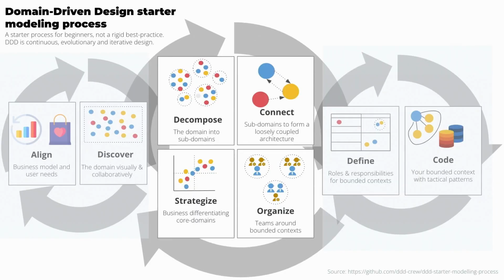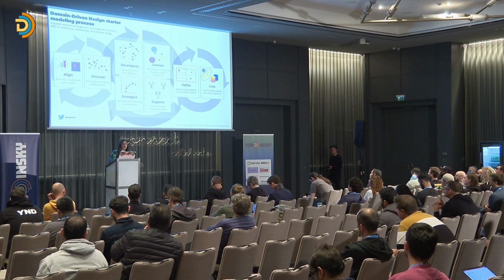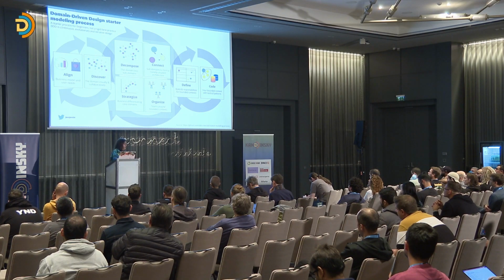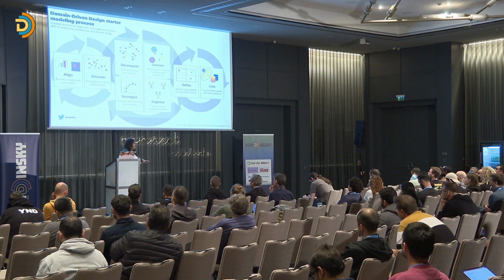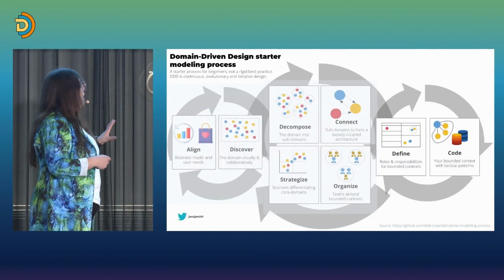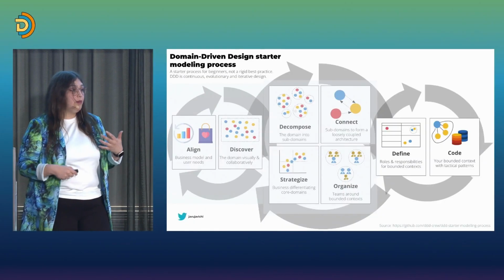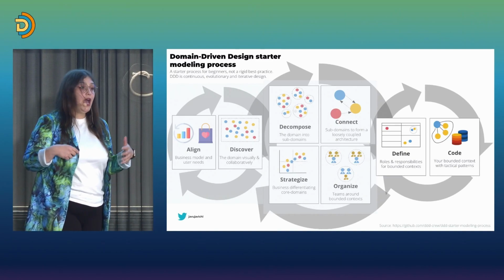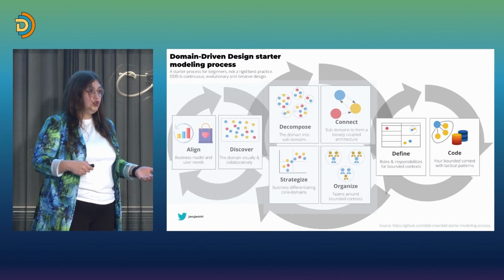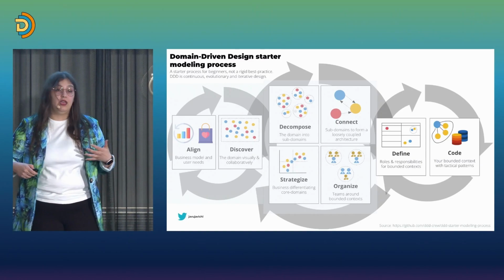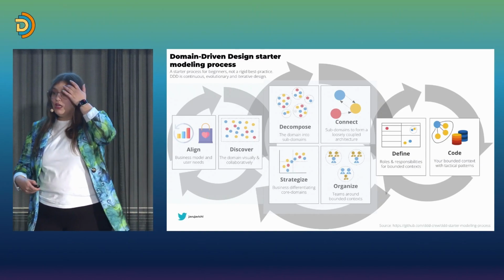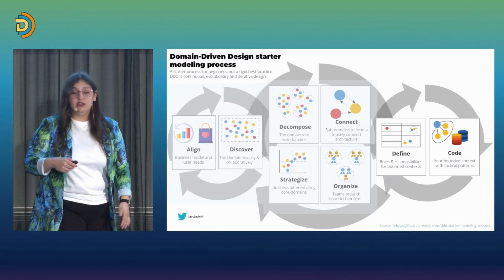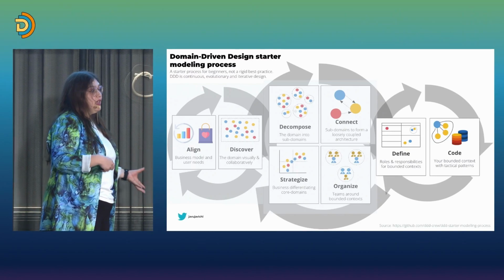What happens later is we decompose this part and try to find the sense of domain, so we can connect. Then we strategize and organize our teams around these bounded contexts. As you see, until here, we have just talked about the problems, about how we should approach them, and what we need to do before even starting to think about coding. So then we can define the roles and responsibilities for each bounded context. That's the part that we want.